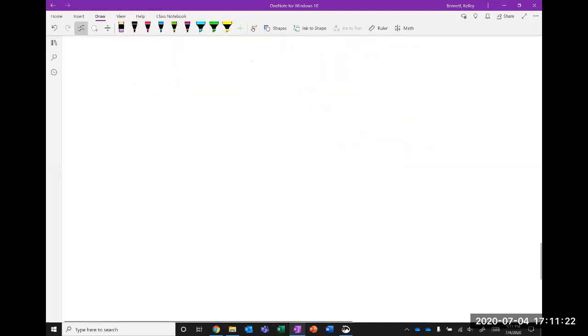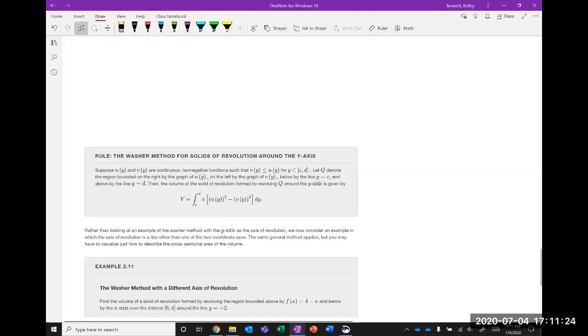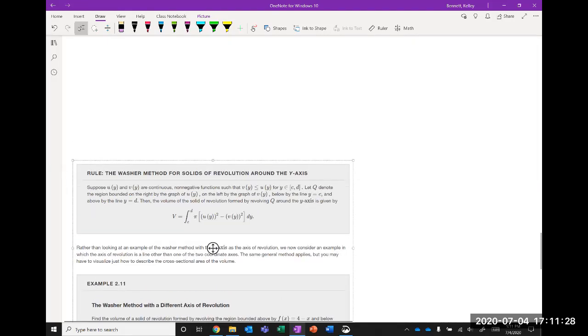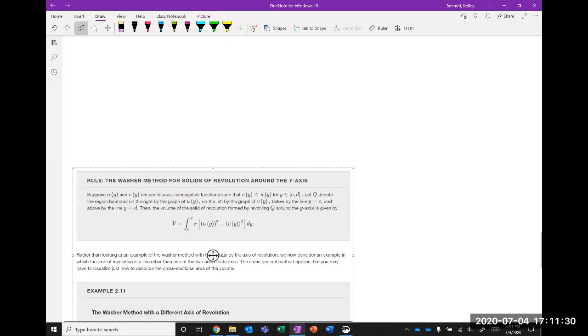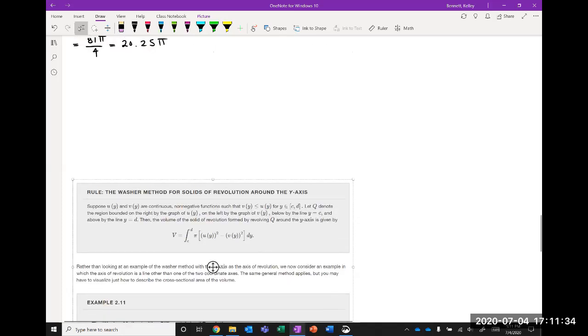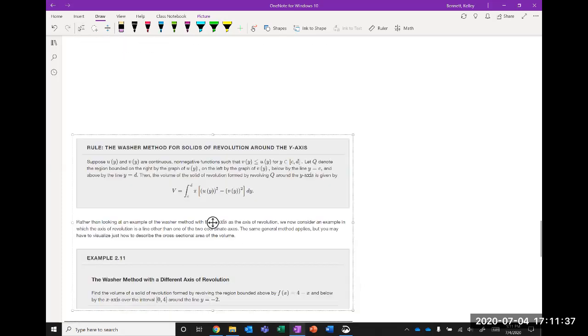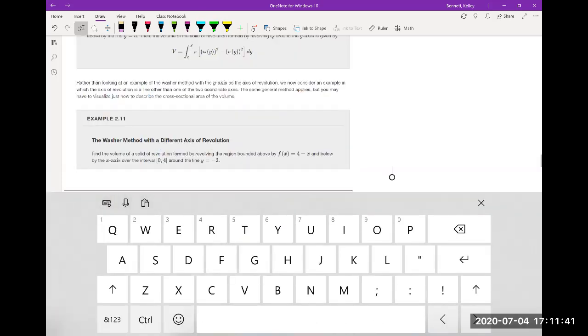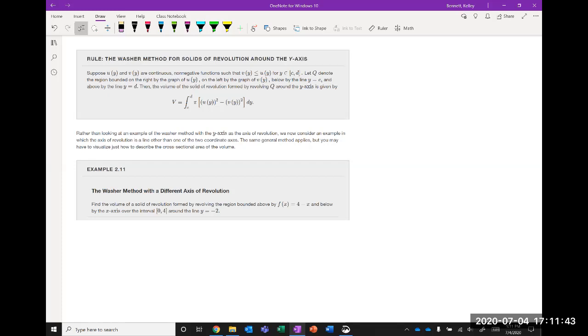Quickly before I move on to that, I just want to say that, yes, we can do the exact same thing in terms of y. It just follows the exact same method. So I'm not going to bother too much with an example on washer method with respect to y, just because I feel like I don't need to. I'd like to do a little bit more of a challenging one.